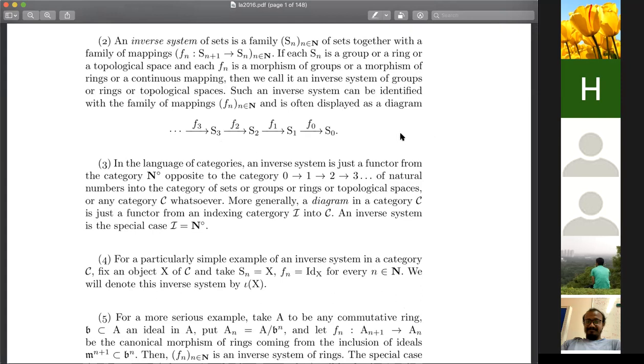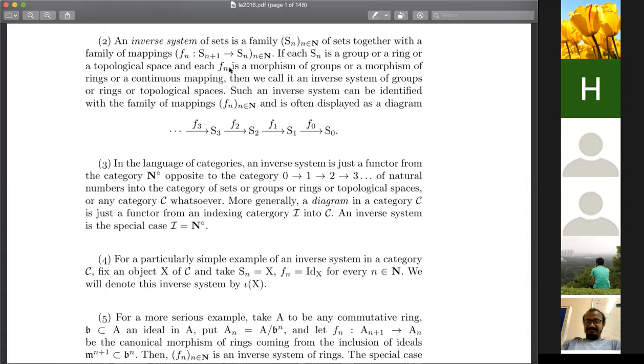What is it? It is just a family of sets Sn together with mappings Fn from Sn+1 to Sn, right? So if it's an inverse system of sets, that's all that is required. If it is an inverse system of groups, then you, of course, want these Sn to be groups, and these mappings Fn to be homomorphisms of groups. If you want it to be an inverse system of rings, these Sn are rings, and the mappings Fn are homomorphisms of rings, and so on.